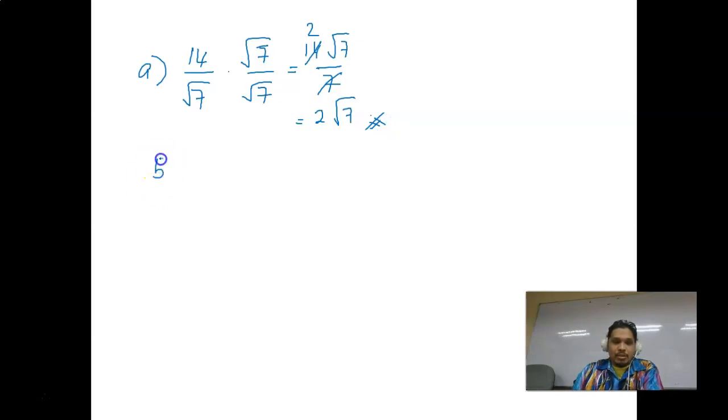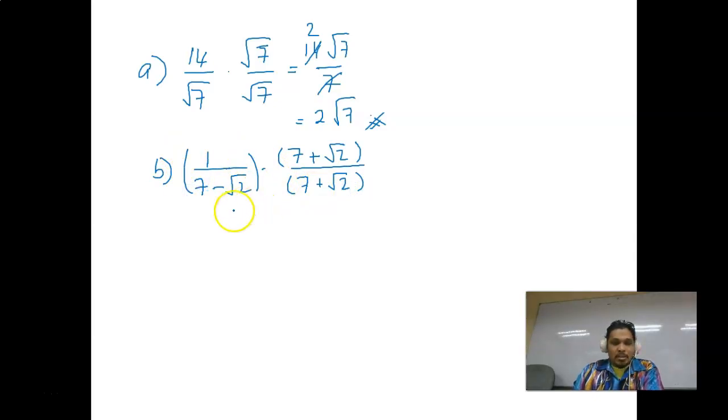Question B, square root of 1 over 7 minus square root of 2. So we multiply with 7 plus square root of 2, and also the denominator here with 7 plus square root of 2.